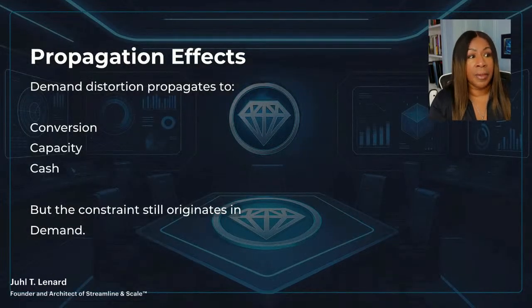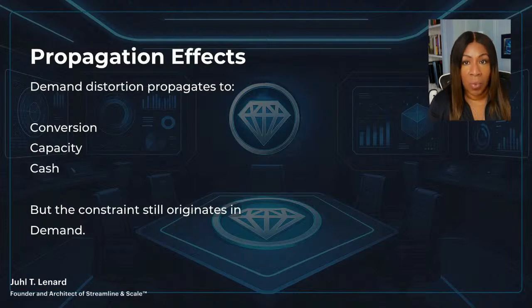So now, even though every constraint exists in only one primary domain, there is pretty much always a downstream impact. It propagates to other areas, other domains. In this case, it propagates to conversion, to capacity, and to cash. But the constraint still originates in demand. Fix the constraint within demand, fix the demand signal, then it flows through every other quadrant. It's fixed in every other quadrant, okay?